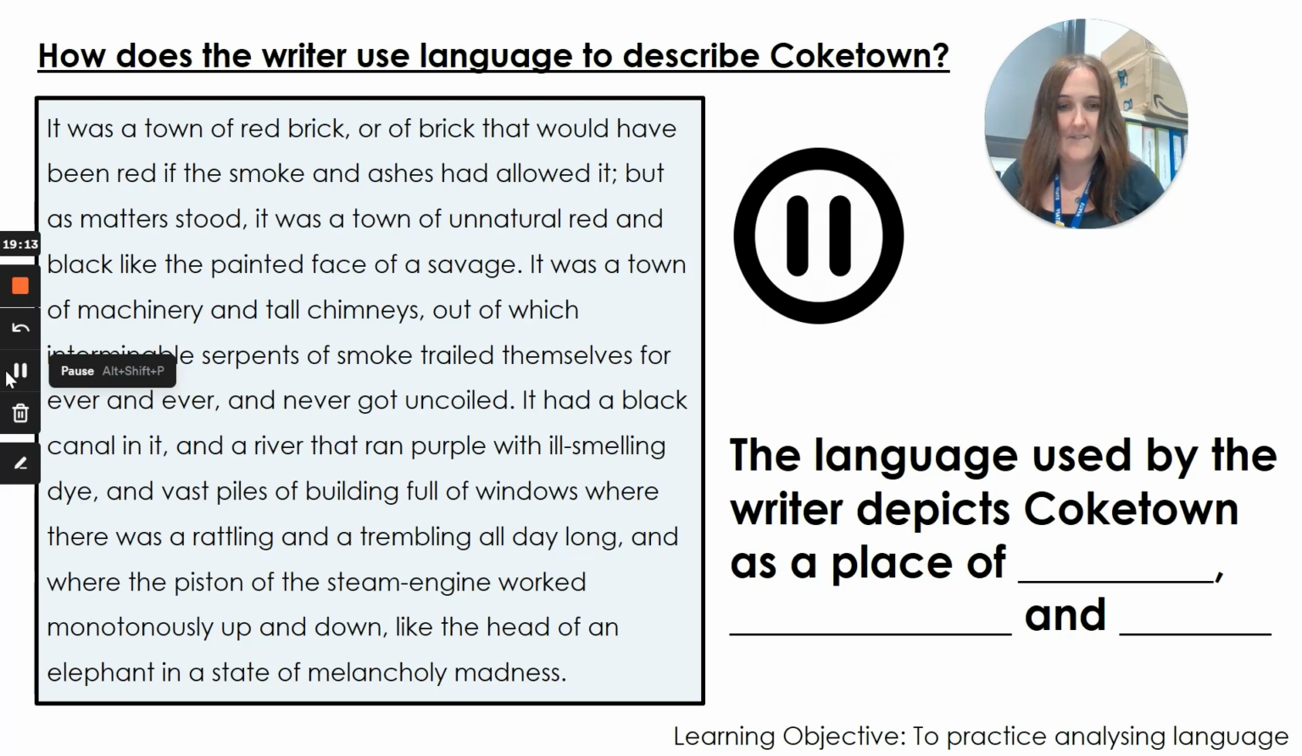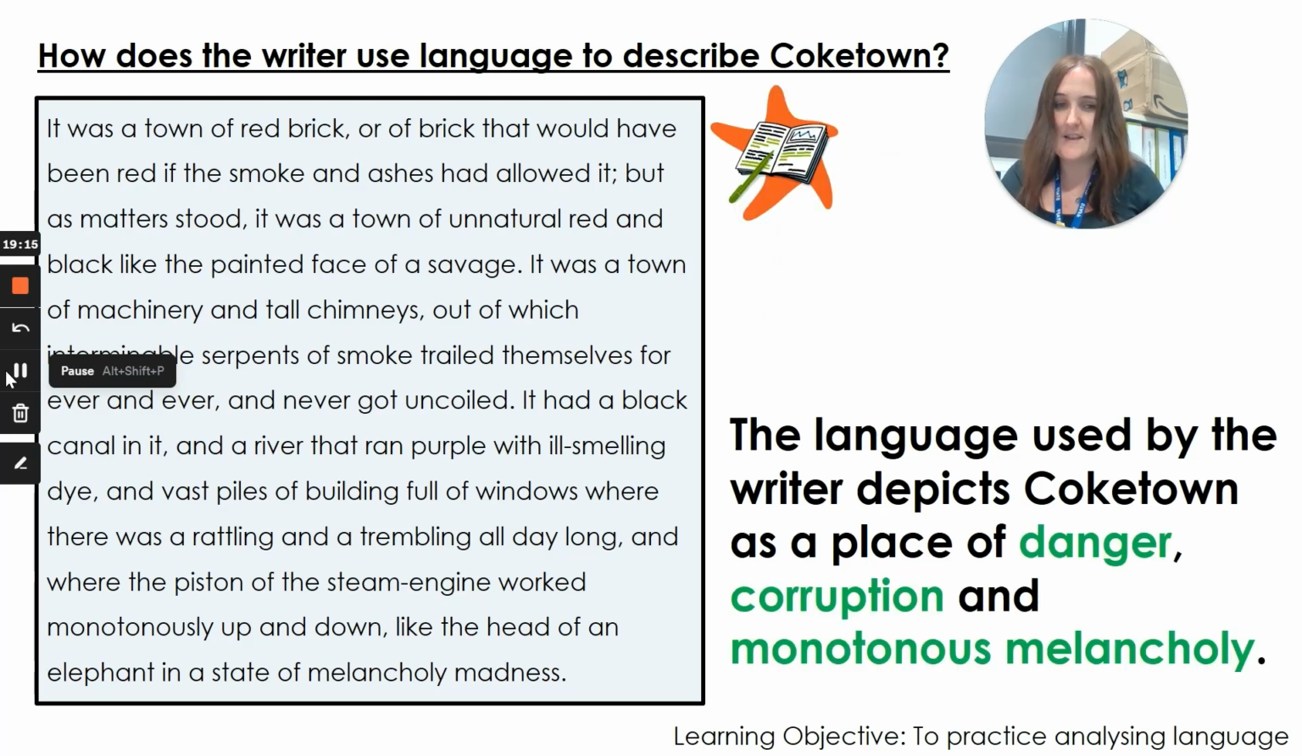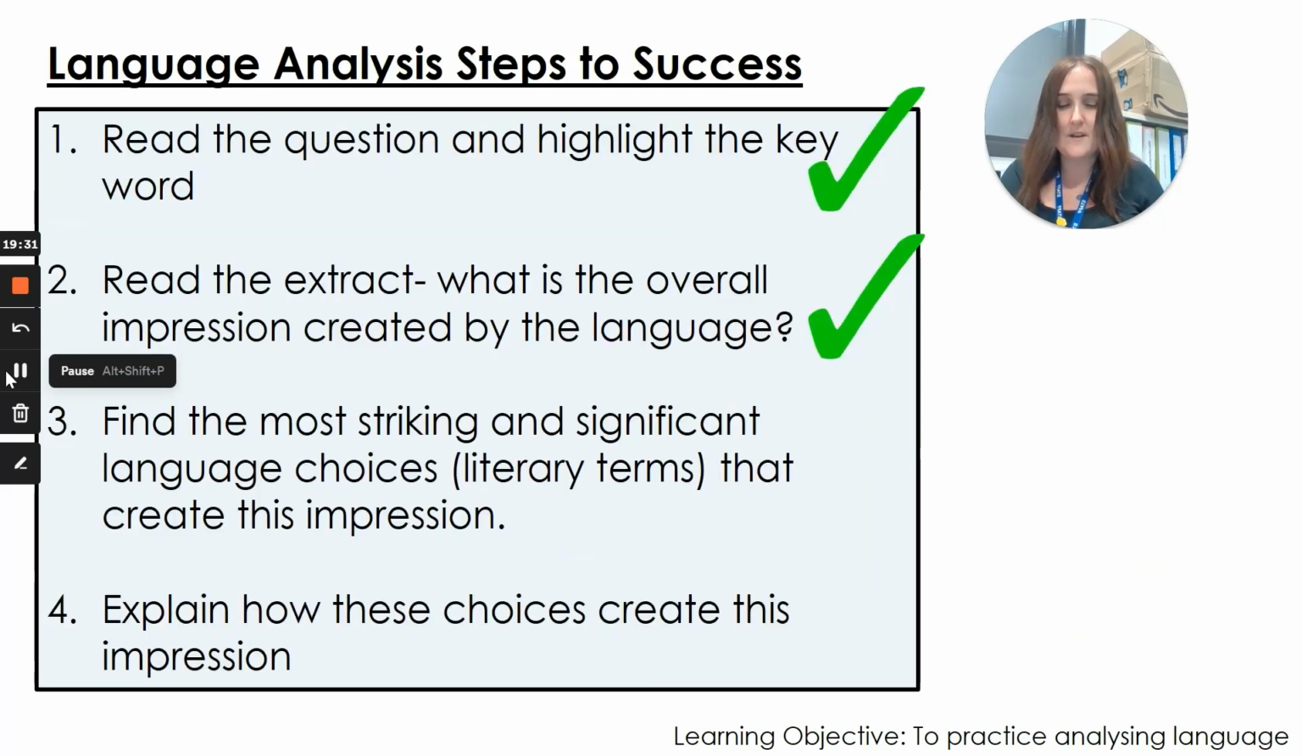So we should have something that looks like this. The language used by the writer depicts Coketown as a place of danger, corruption, and monotonous melancholy. Okay, really well done for completing that first part of the language analysis then. So we can give ourselves a tick now for the second one.